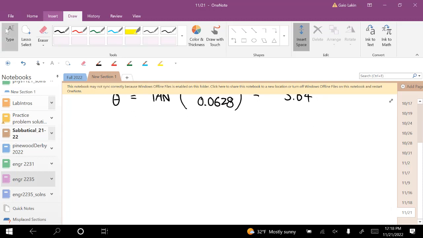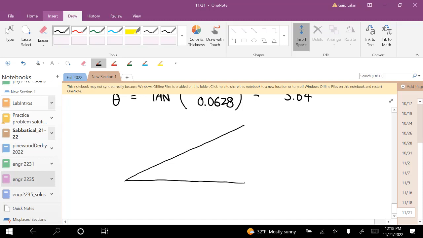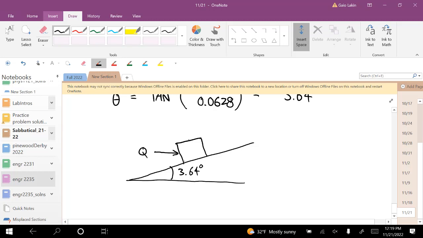Okay, so now let's go through, we'll do this calculation, we'll calculate that Q and then just get the couple from that at the end. This is obviously not drawn to scale, that's a pretty tiny angle, but 3.64 degrees, and we're looking for this force Q. There's a downward force of 2,000.